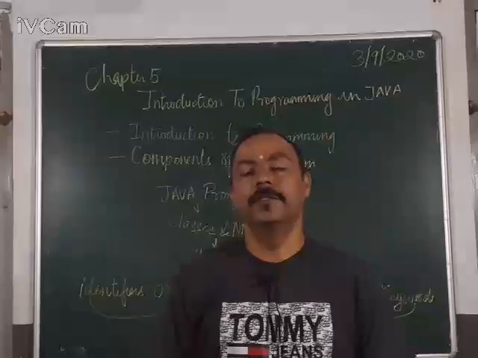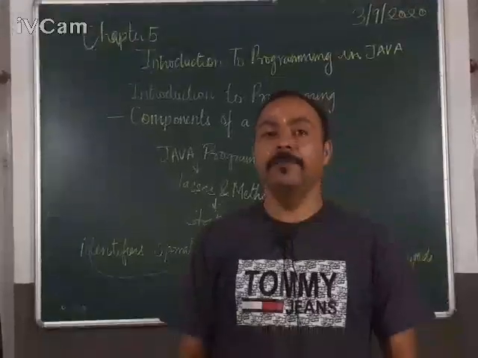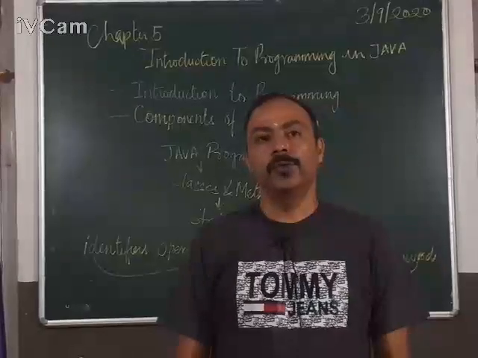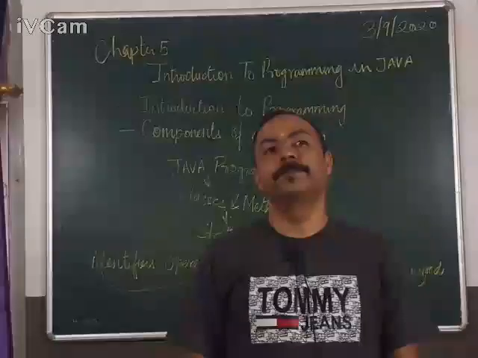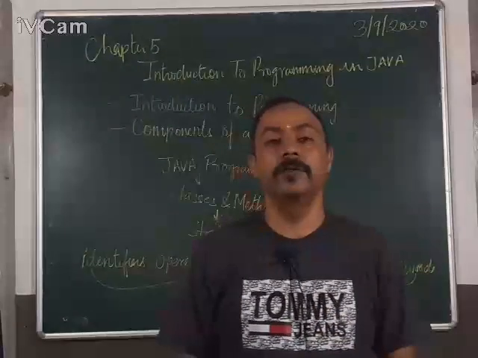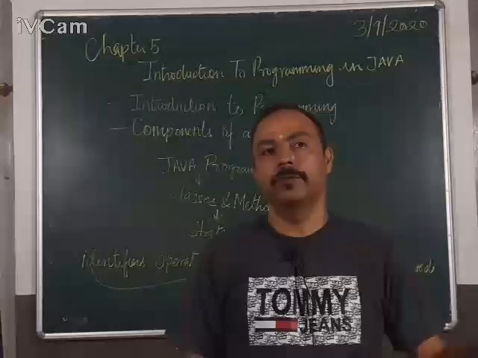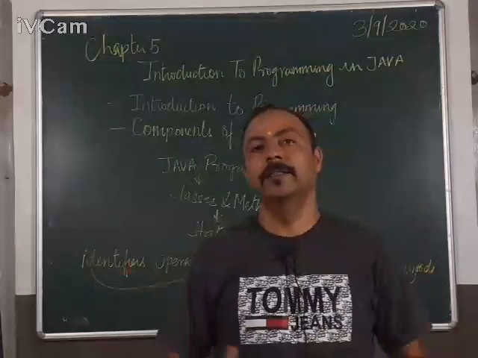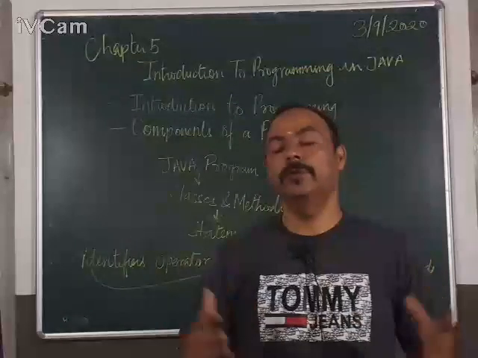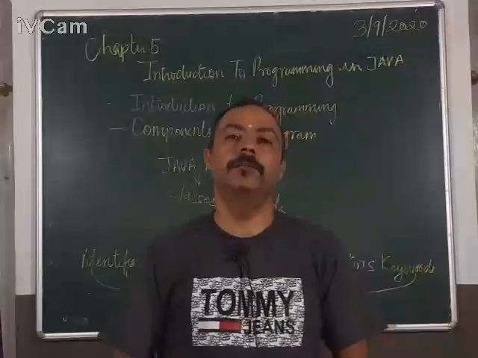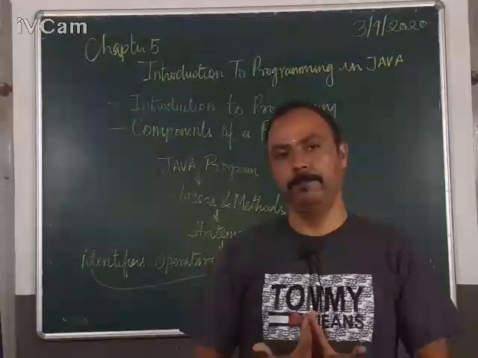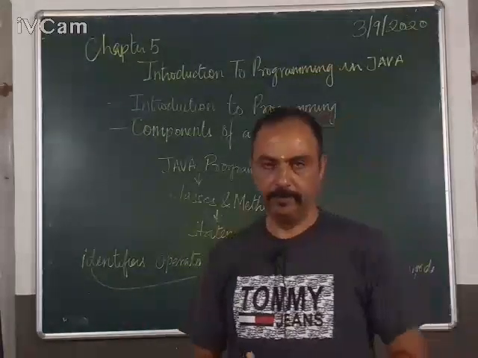So today we'll discuss chapter number 5, Introduction to Programming in Java. As you all know, in our previous chapter we discussed the algorithm and flowchart. Algorithms and flowcharts are the building blocks of a program. If you are able to do the algorithm and flowchart fluently, then you can just convert it into any programming language.